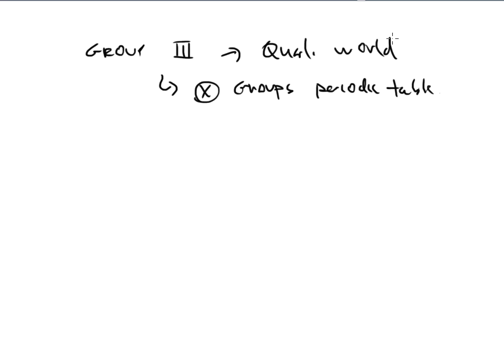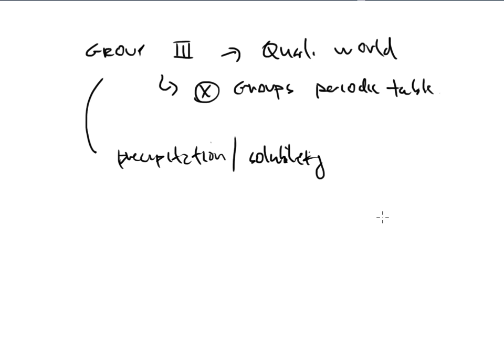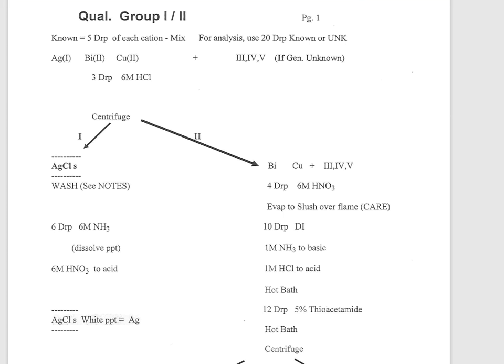We say we're going to do group 3 analysis, and they think, oh, well, we're only going to be working with group 3 atoms. No. That's not what we're talking about. We are grouping them in the qualitative analysis world based on their precipitation, based on their solubility properties. That's what we're doing. So before we go further, we're going to have to understand what these solubility properties are going to be.